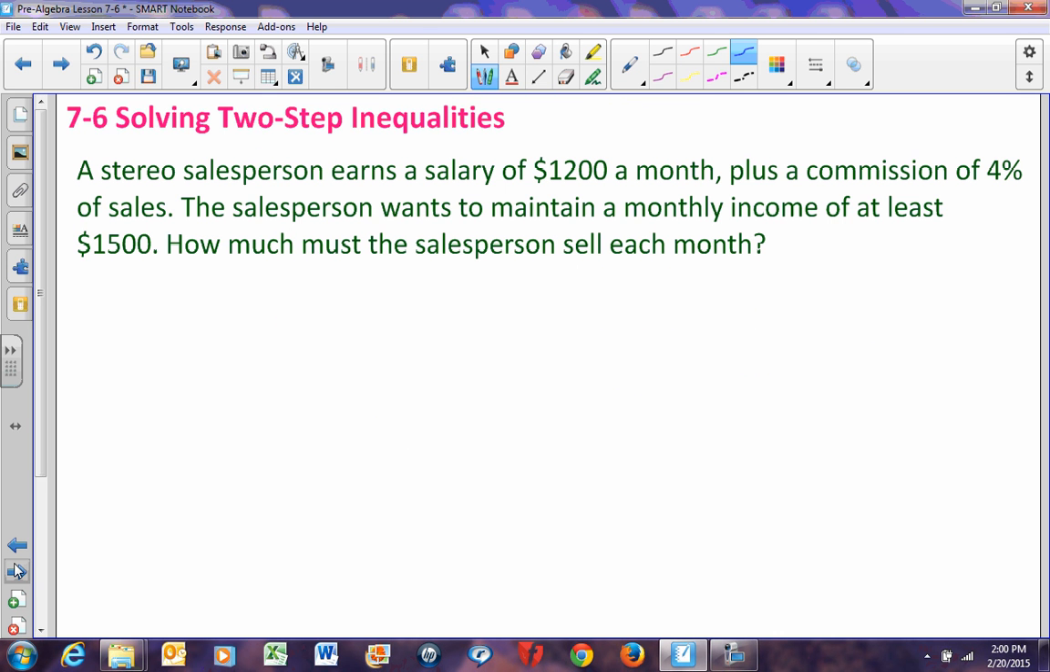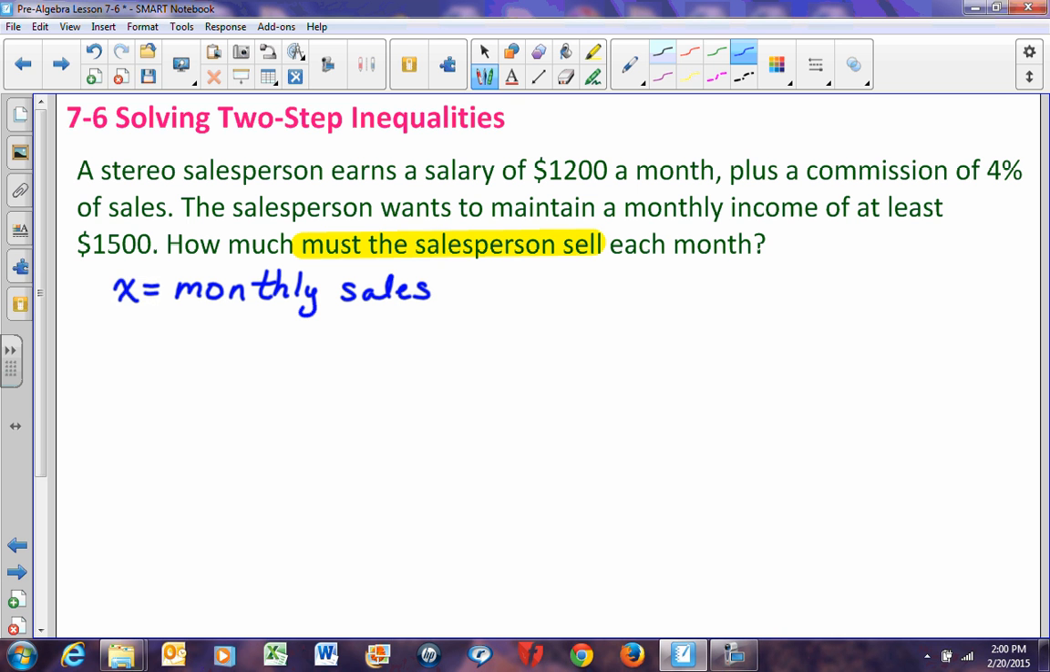Next word problem. A stereo salesperson earns a salary of $1,200 a month, plus a commission of 4% of sales. The salesperson wants to maintain a monthly income of at least $1,500. So how much must a salesperson sell each month? Right? So again, I'm going to look at the question that they asked me to figure out. It says how much must the salesperson sell? So I'm going to make x equal my monthly sales. Or I could just say sales.